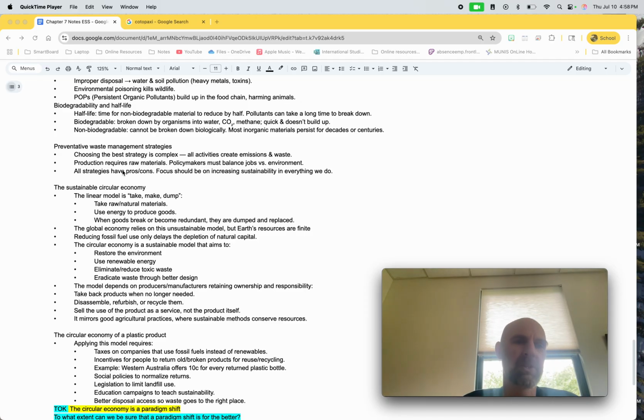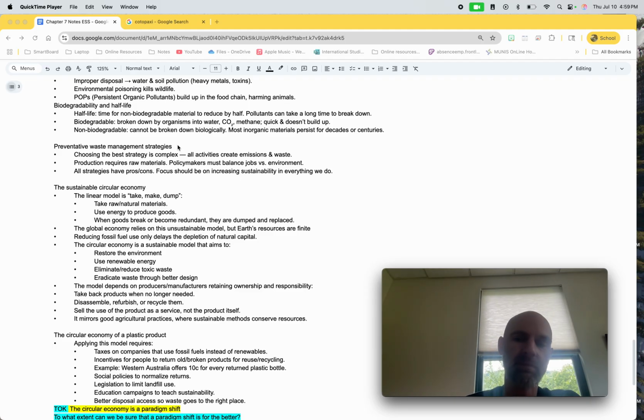Preventative waste management strategies. Choosing the best strategy is complex. All activities create emissions and waste. Production requires raw materials. Policymakers must balance jobs versus the environment. Remember, one of the things about sustainability is financial sustainability. All strategies have pros and cons. Focus should be on increasing sustainability in everything we do.